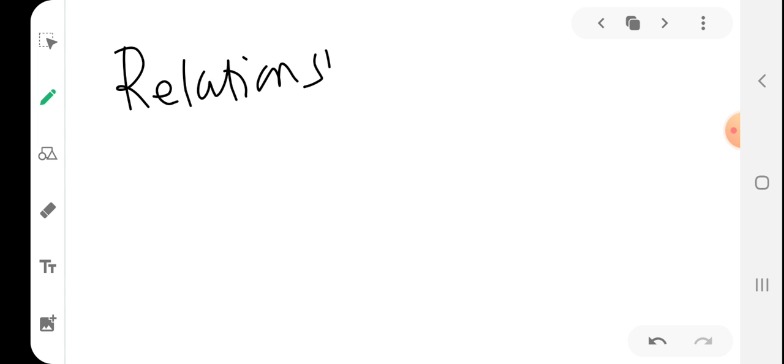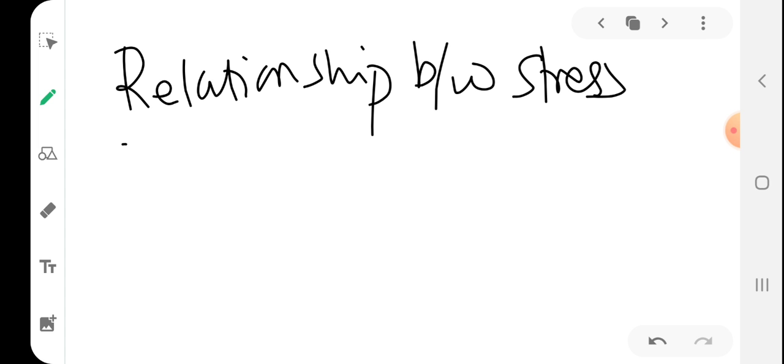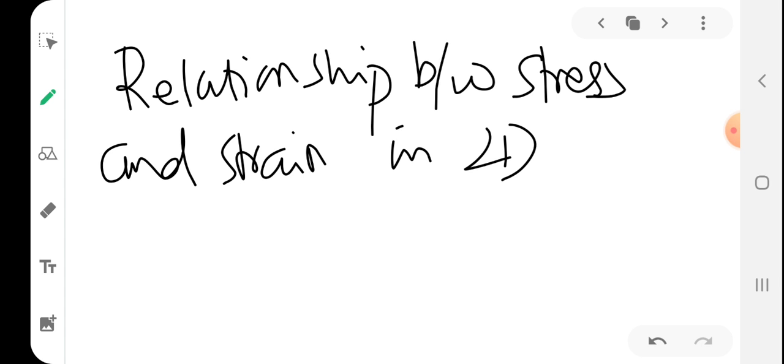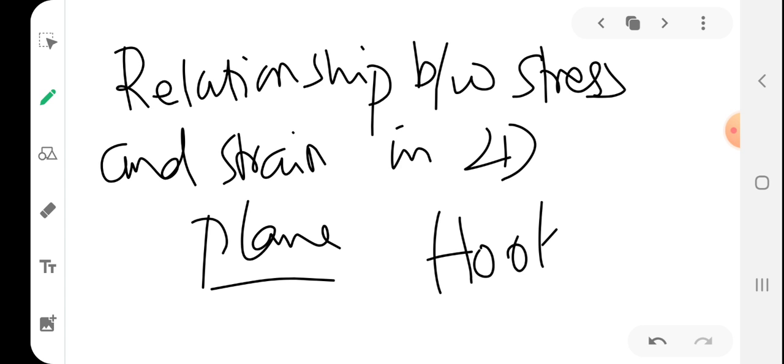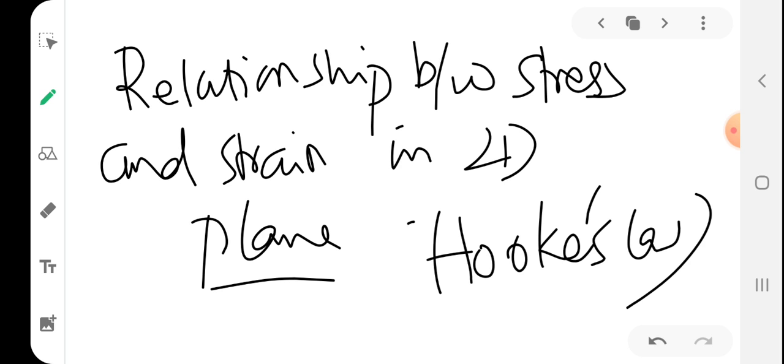Now we will learn the relationship between stress and strain in 2D or plane. So in plane condition, plane stress and plane strain, Hooke's law for plane stress and plane strain. The relation is nothing but Hooke's law itself. So Hooke's law in case of plane stress and plane strain.